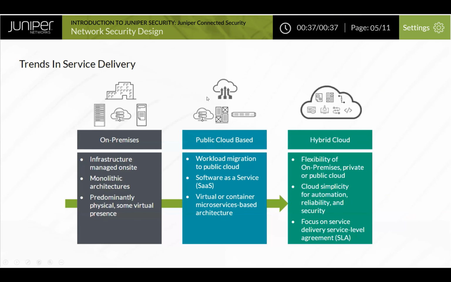Okay, then trends in service delivery. It's showing three different network architectures. Number one is on premises, number two is public cloud based, and another one is hybrid cloud. If I consider on premises, service delivery is very easy. Infrastructure is managed on-site under one administrative control, every device is running. It's mostly monolithic architecture, predominantly physical with some hardware presence.